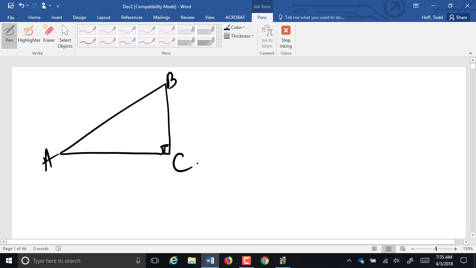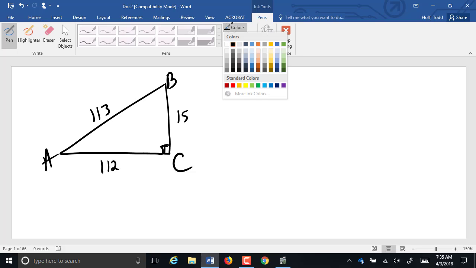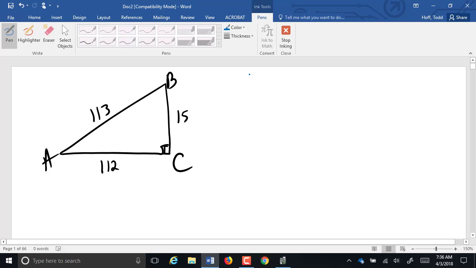Somebody pick an odd number between 7 and 17. 15, that works. So if I ask you, what is the sine of angle B? What's it going to be here? Well, you can look it up. So there's angle B. Sine is what sides? Yes. Sine is opposite over hypotenuse, so that would be 112 over 113.